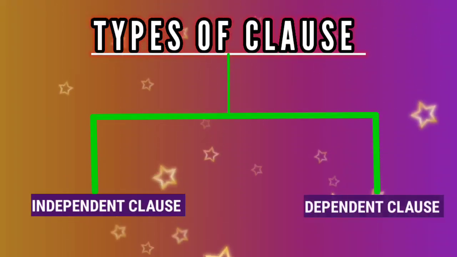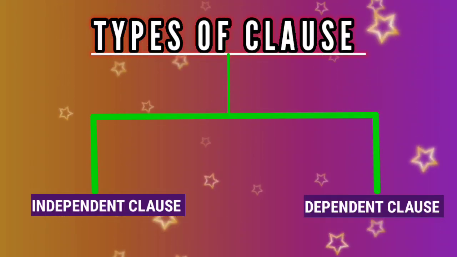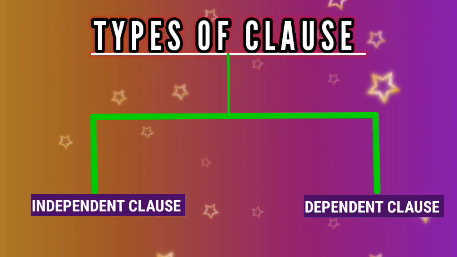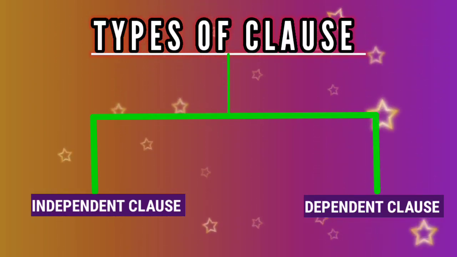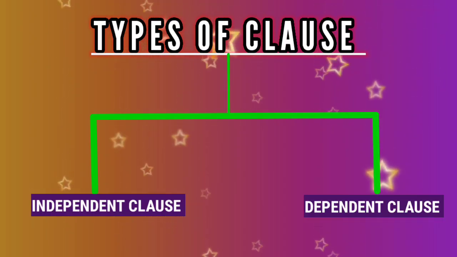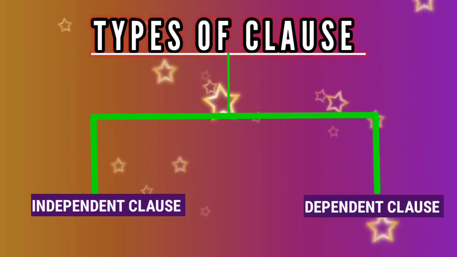There are 2 types of clause. One is independent clause, another one is dependent clause. Now we shall discuss at first what is independent clause, and next we shall know what is dependent clause. So at first we shall go through what is independent clause.